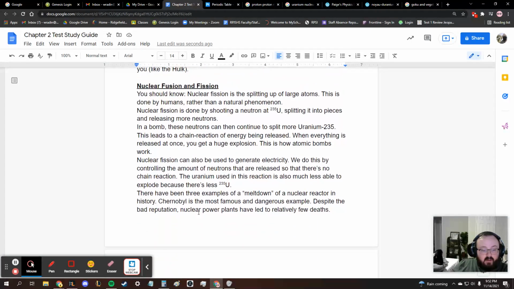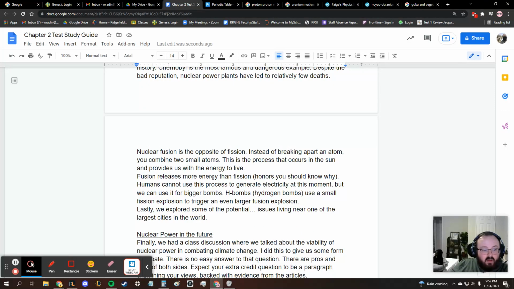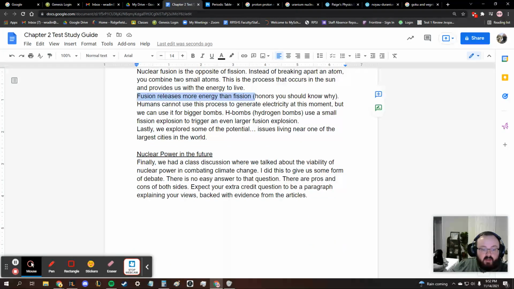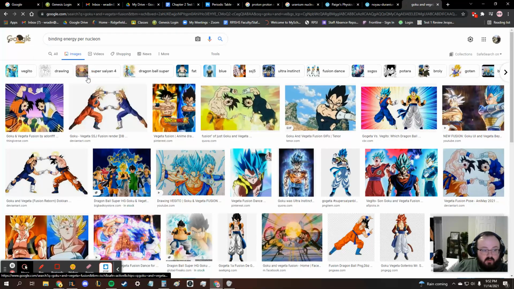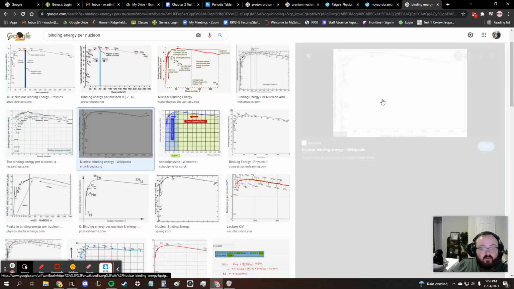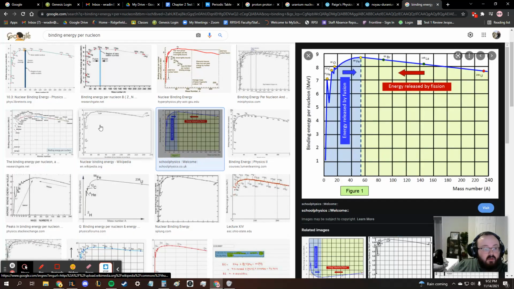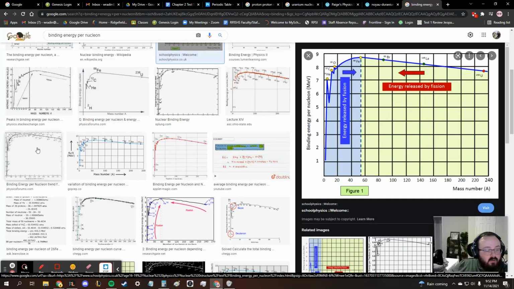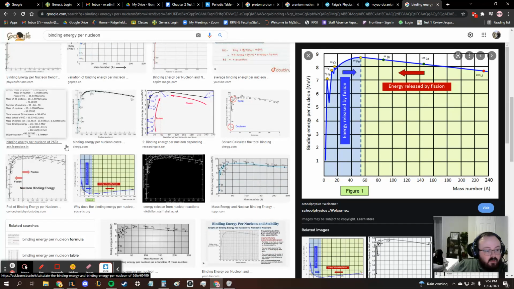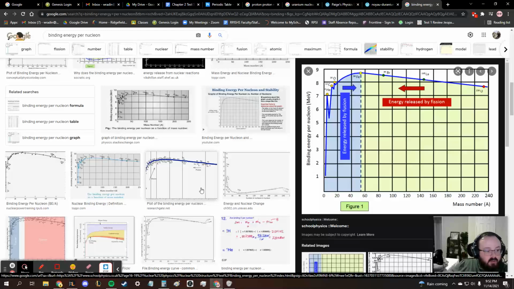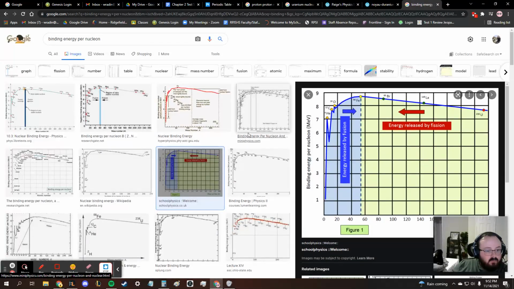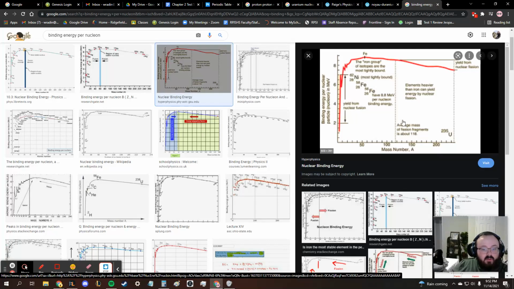The last thing I believe is, why does fusion release more energy than fission? So if we look at the binding energy per nucleon graph here, this is the review. I liked, where was the image that I had? This is where I got it from. I had that image. It was somewhere. Oh, this one. Here we go.